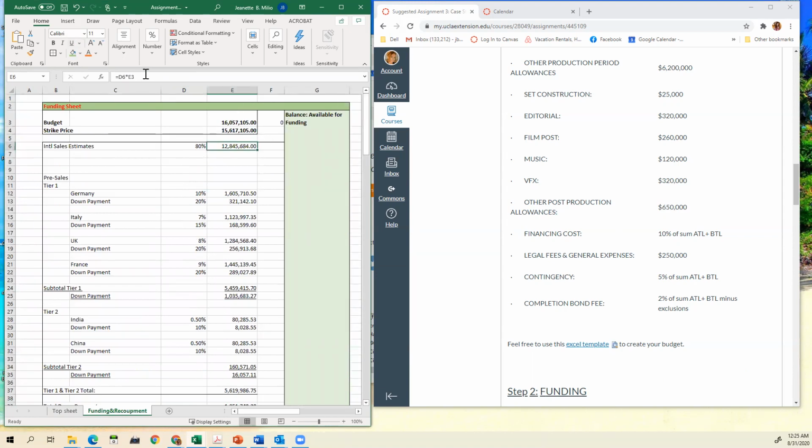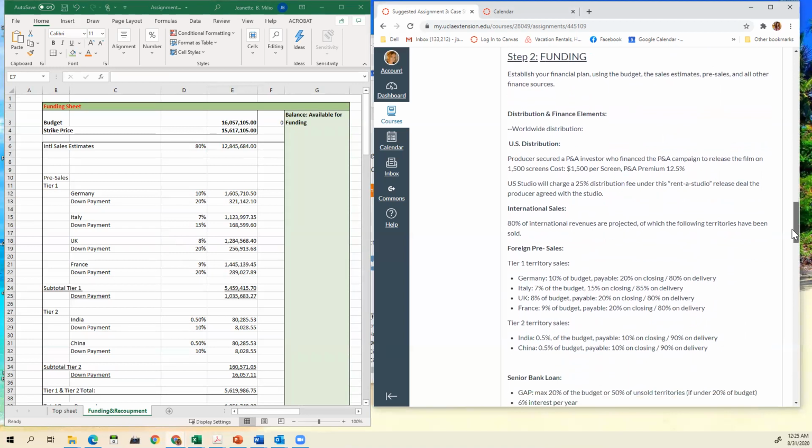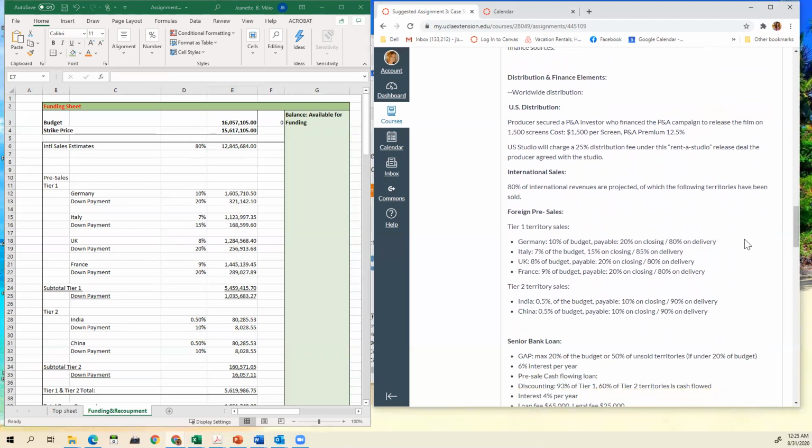So here's our sales estimates. It's 80% of 16,075,105, which is our budget. So far we're clear. So now let's go through all the sales that we have made. Let's go down here. When we talk about the funding, this is our P&A investment, which we'll get to in a minute.